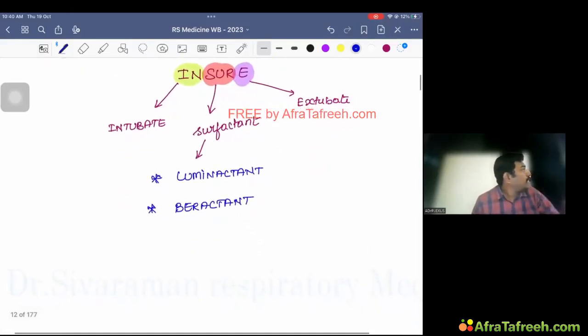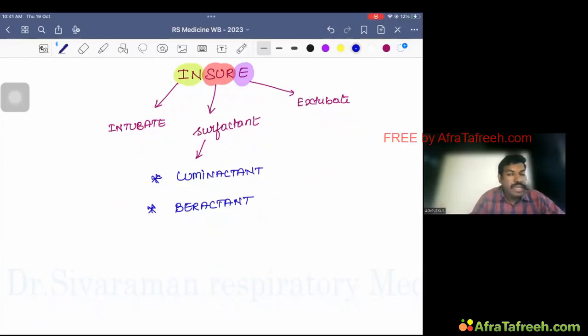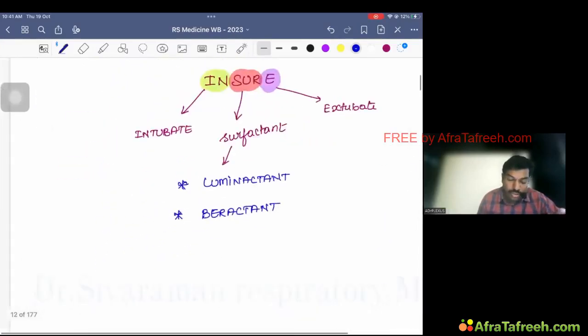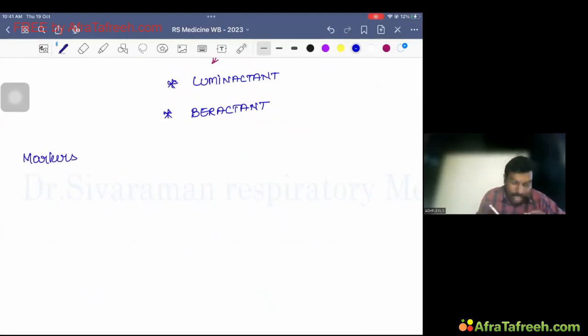For the INSURE technique, you instill the surfactant through the endotracheal tube, followed by extubation. Okay, surfactant instillation through the leading surfactant. Then you are going to extubate the baby, and this is called the INSURE technique. Okay, INSURE technique. So what are the markers? This was last year's initial question, and for completion's sake we are taking it.